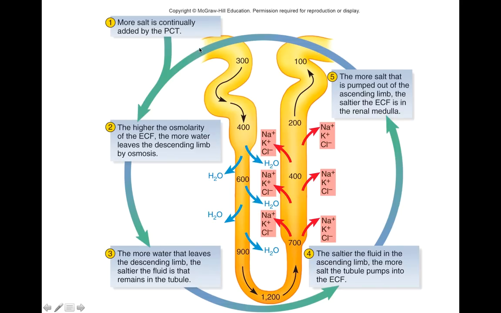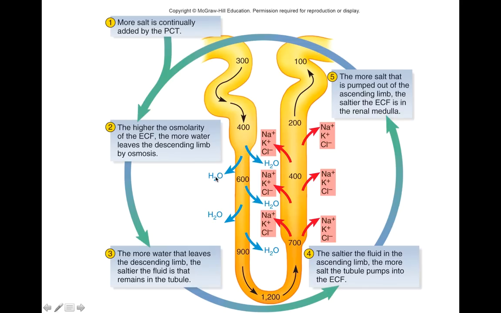So in the proximal convoluted tubule, you're constantly adding salt. Salt is constantly leaving the proximal convoluted tubule and headed to be reabsorbed, but some of it will stay in the interstitial fluid. The more salt that's added, the higher the osmolarity of your extracellular fluid, ECF. The higher the osmolarity, the more salt, the more water will leave. You have obligatory water reabsorption.